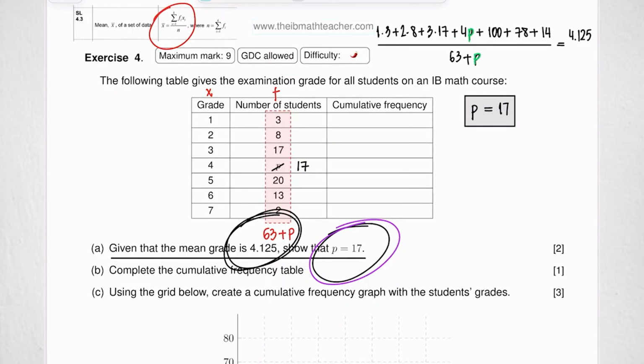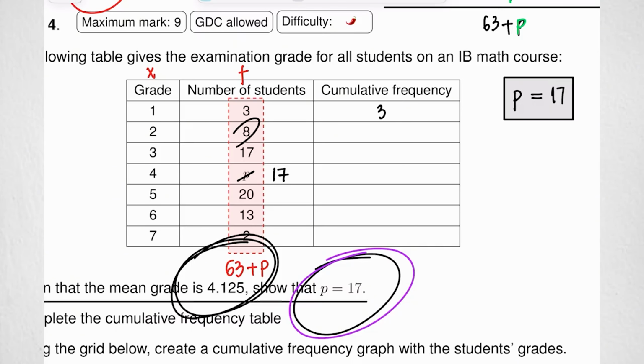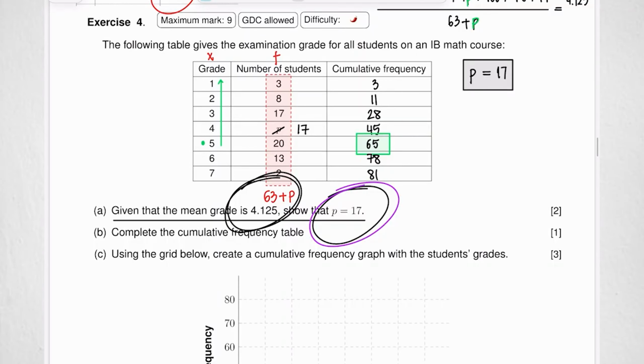Now that we have P, we can complete the column for the cumulative frequency, which is the current frequency plus the one that comes before that. Therefore, the first one is just going to be 3. The second one is 8 plus what comes before, so 11, and so on and so forth. You can view this as, for example, when you're filling in for 5, who got a grade of 5 or less, which means everybody here, or 20 plus the sum of the frequency that comes before. That's the same thing. So we have 65, 78, and 80 as the final one.